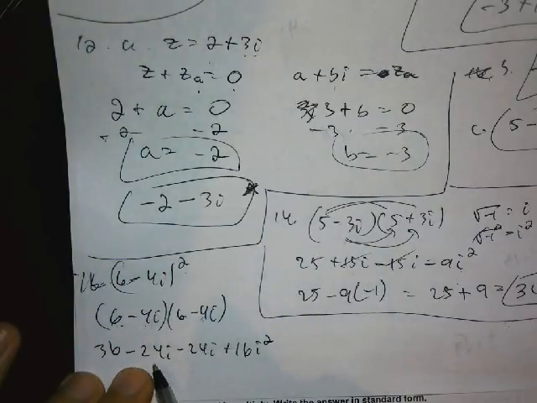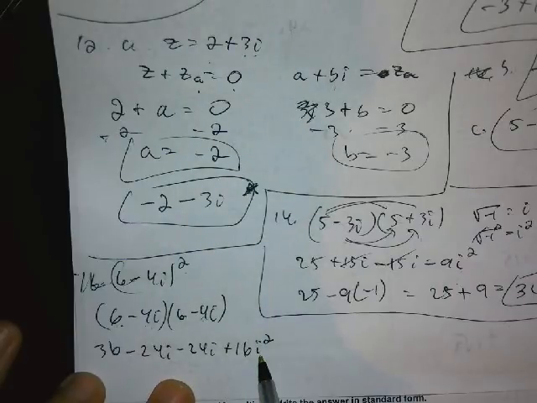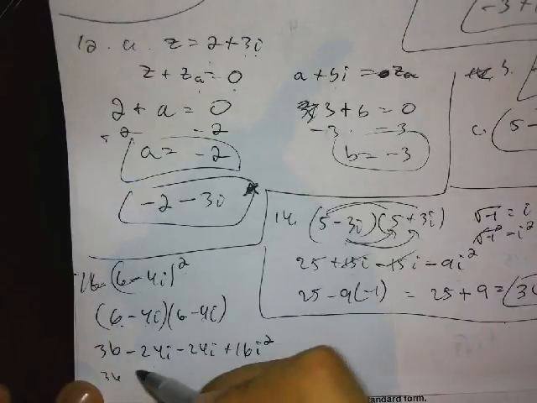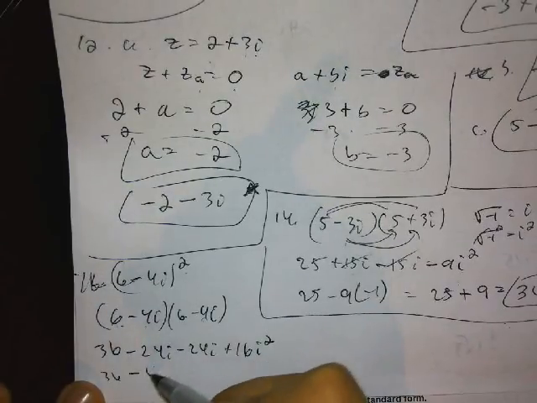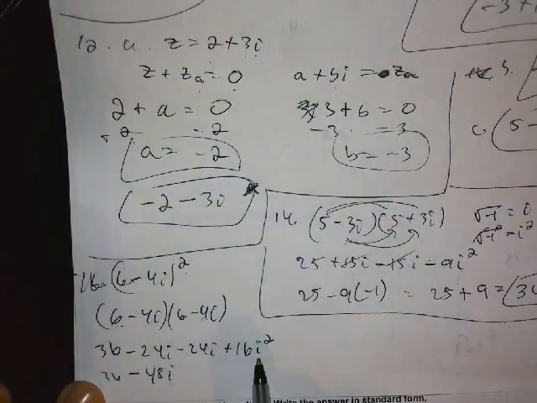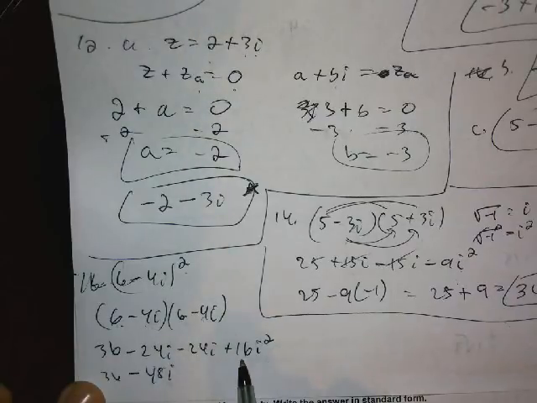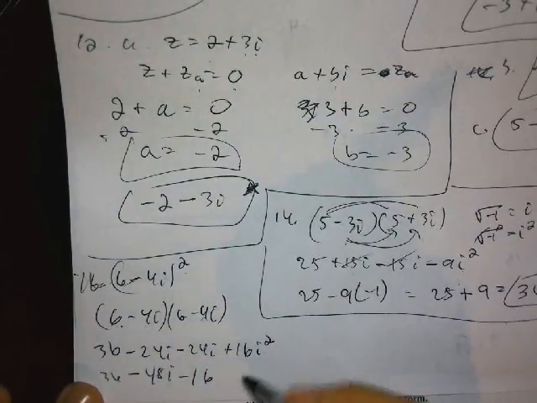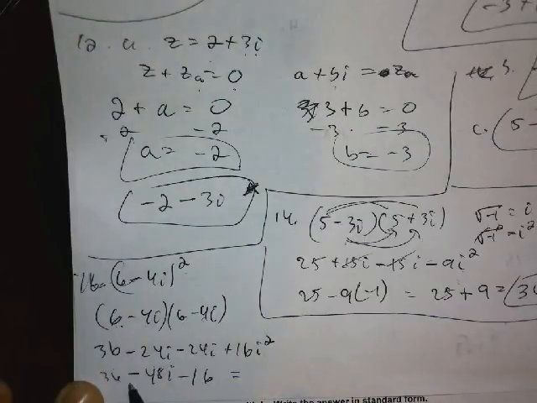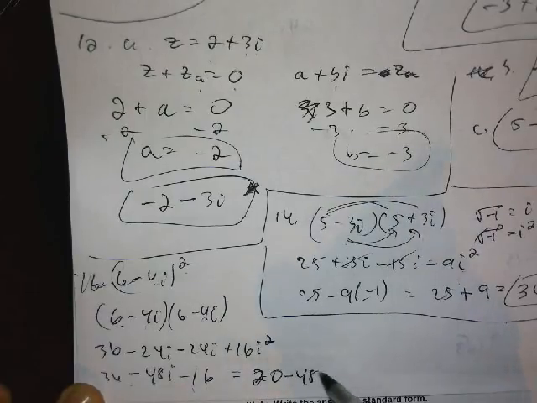Combine your like terms, and then use the definition of i and change that to a negative 1. So that's 36 minus 48i. i squared is negative 1, so 16 times negative 1 is negative 16. So here we get 36 minus 16, which is 20, minus 48i. Final answer.